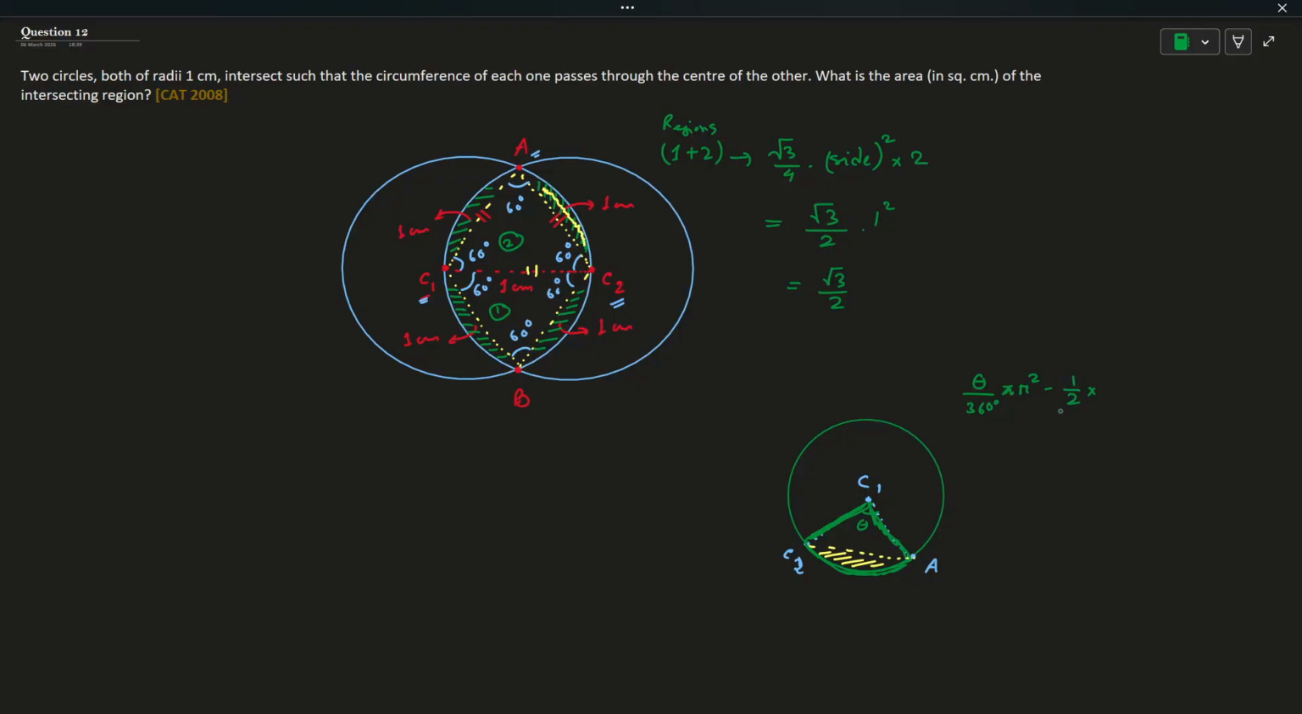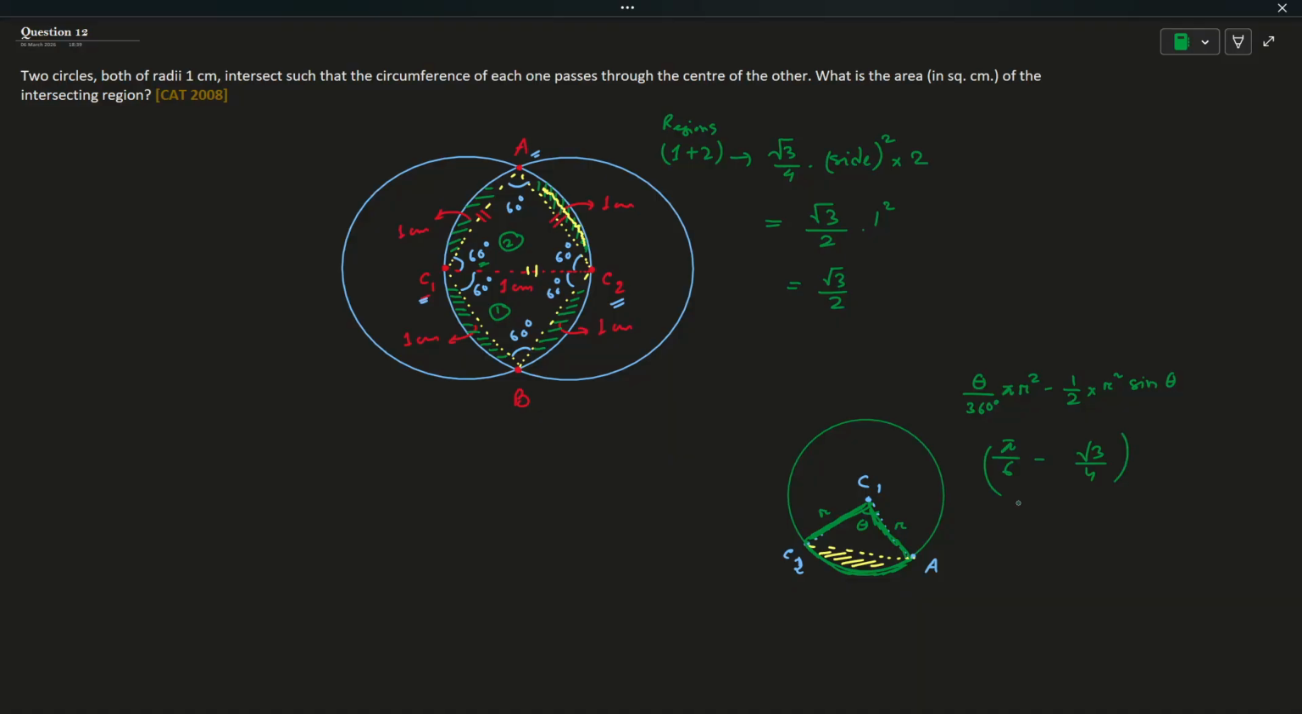So half into C1, C2. Let's say this is R. This is also R. So half R square sine theta. Area of a triangle is given by half AB sine theta, where theta is the included angle between the sides. Theta we have already calculated, this is 60 degree. 60 by 360 with R as 1 gives pi by 6, minus, sine 60 is root 3 by 2, so root 3 by 4.